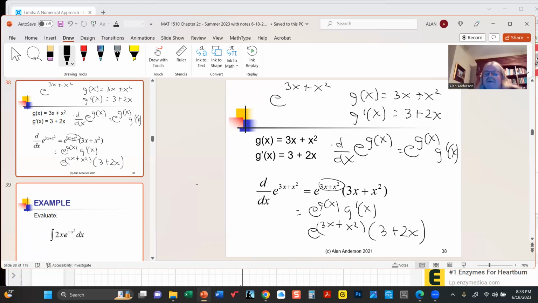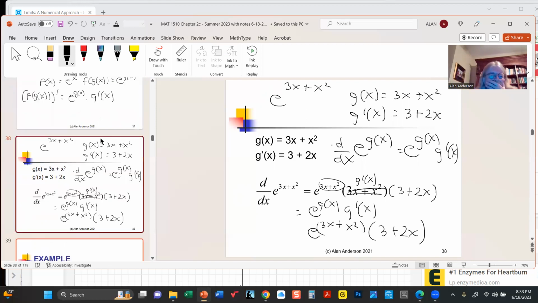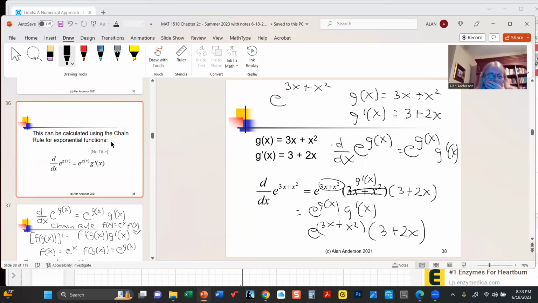Oh, wait, sorry, I copied it wrong. Wait a minute. Oh boy, you know what? I just realized there's a typo on here. This was supposed to be g prime of x. It should have been 3 plus 2x. Okay, I'll fix that. Don't you worry. But yeah, that's 3 plus 2x.